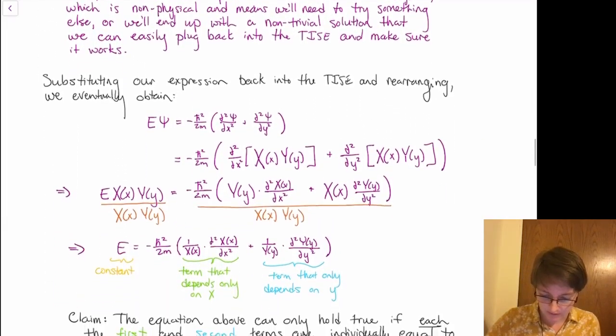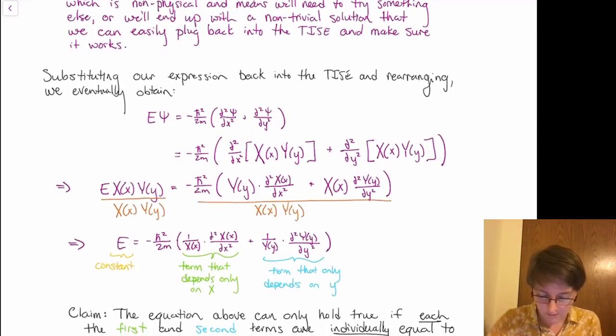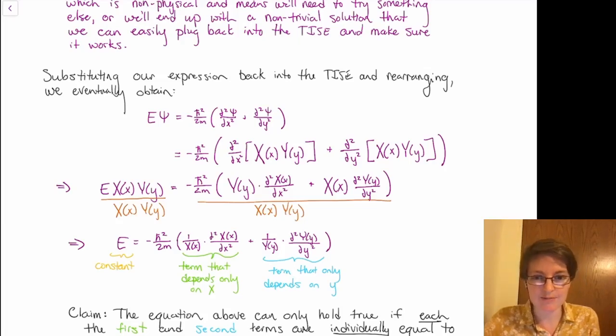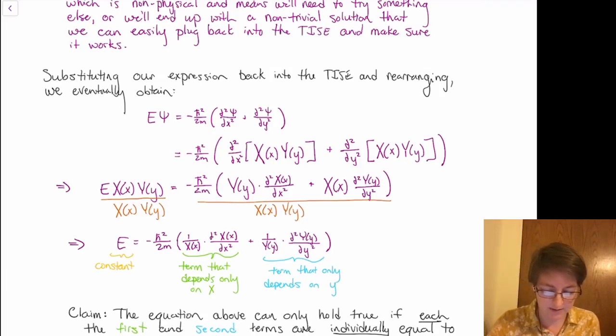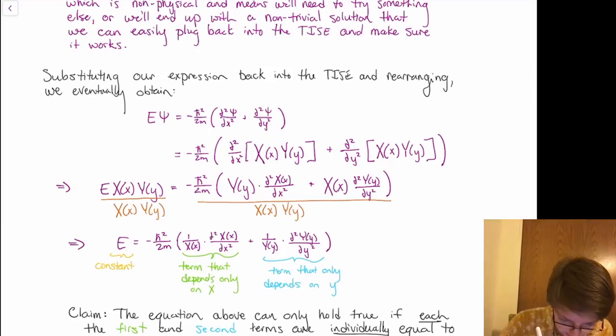Okay, so forging ahead, remember what our solution is for the two-dimensional Schrodinger equation. We need to set E times psi equal to negative h bar squared divided by 2m times the second derivative of psi with respect to x squared plus the second derivative of psi with respect to y squared. So this line right here is just the time-independent Schrodinger equation. Haven't done anything fancy yet.